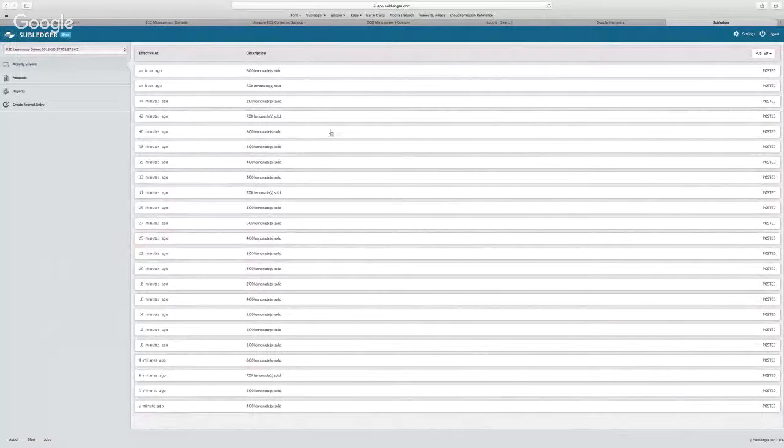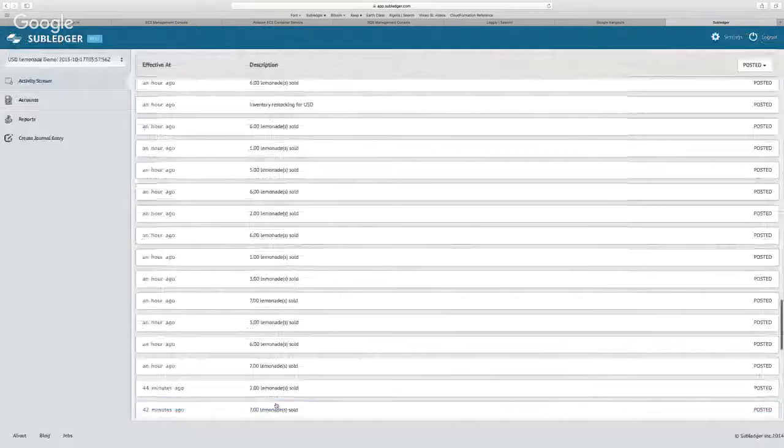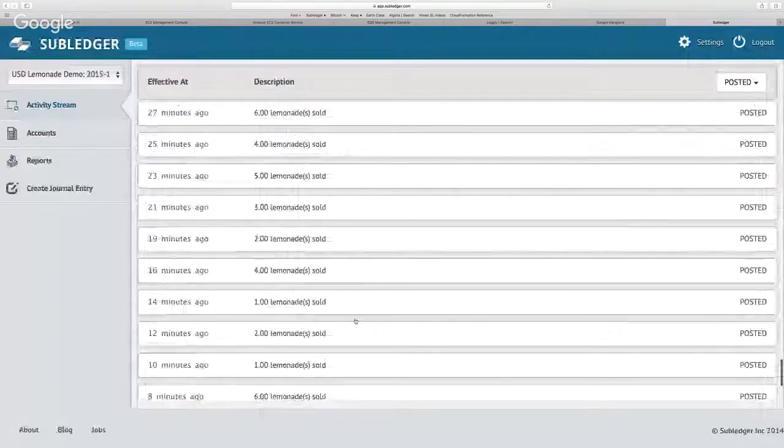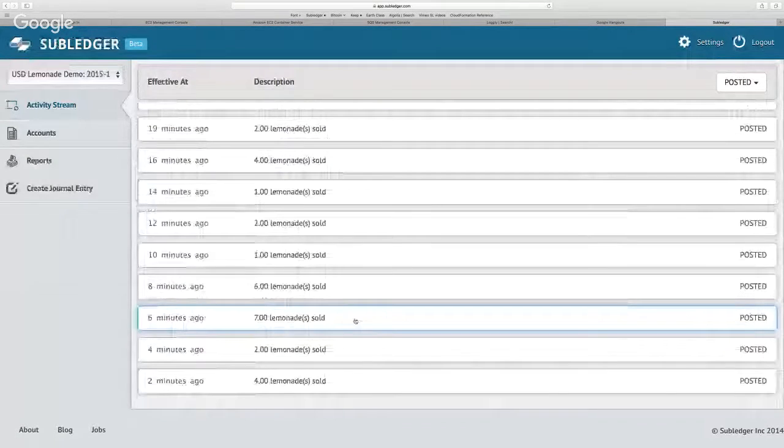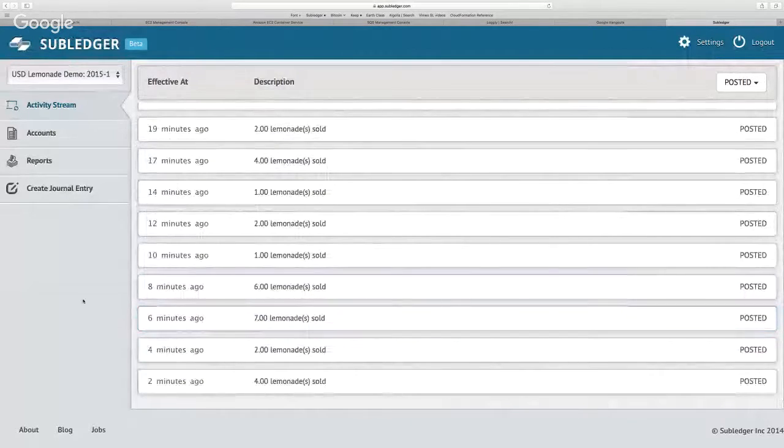Okay, so here's a transaction log of entries every 2 minutes for about the last hour. Can you make the font larger a little bit? Yeah. Is that large enough? Yes. All right, cool. So this is an application that's running out there and selling lemonades every 2 minutes.